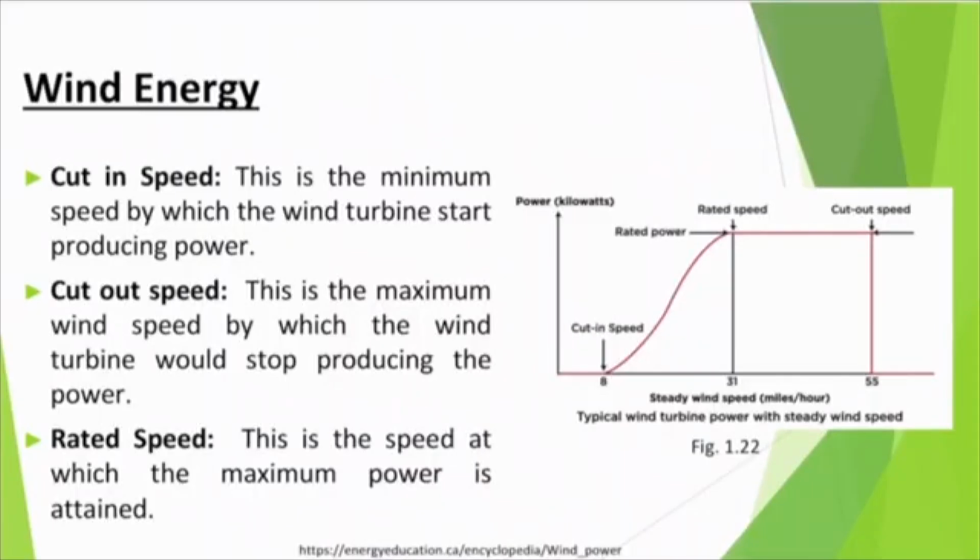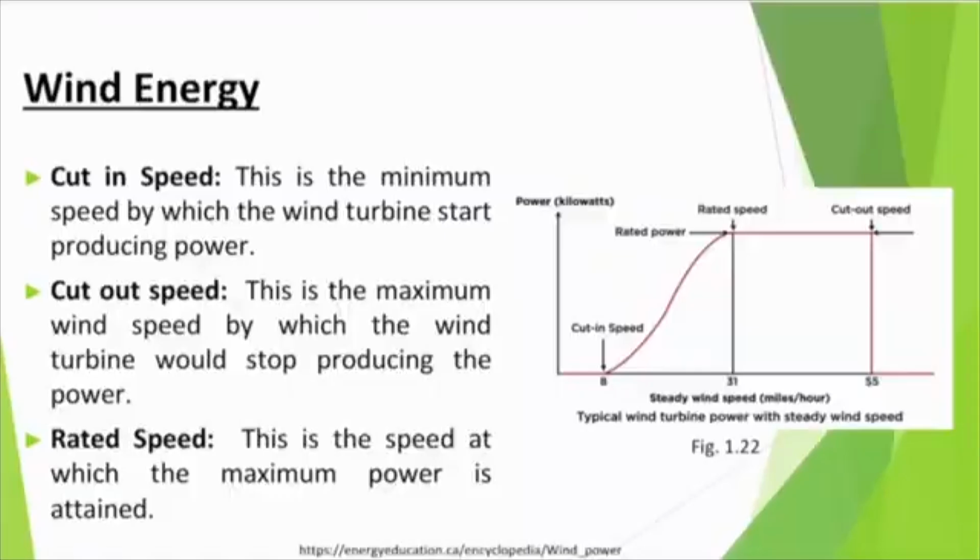The first one is cut-in speed. This is the minimum speed at which the wind turbines start producing power. First of all, it starts rotating, but it does not necessarily produce power. After some time, when it picks up a reasonable speed, only then it starts producing power. And then you have the cut-out speed. This is the maximum wind speed at which the wind turbine would stop producing power. Beyond a particular speed, it is not good for the wind turbine to rotate, so it stops, and that is known as cut-out speed.